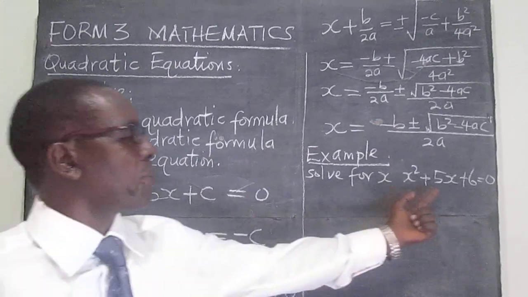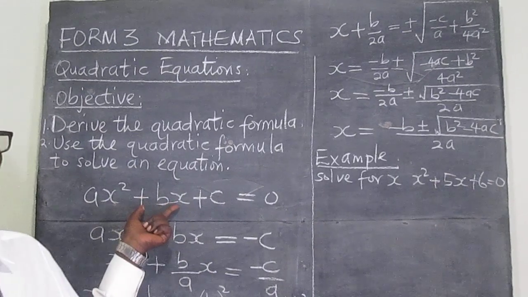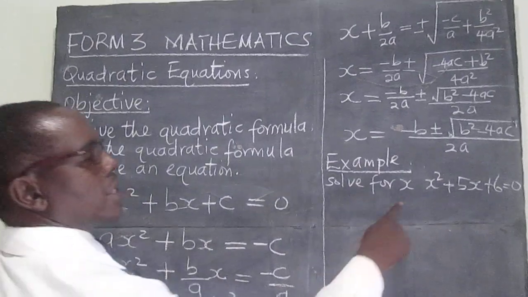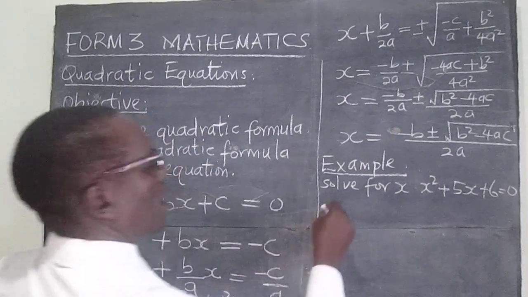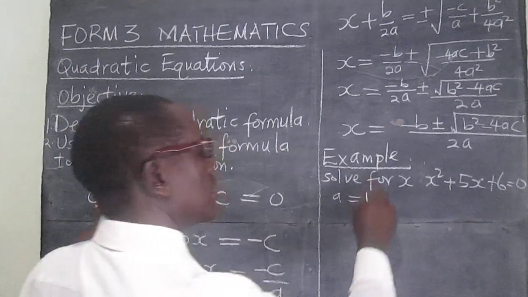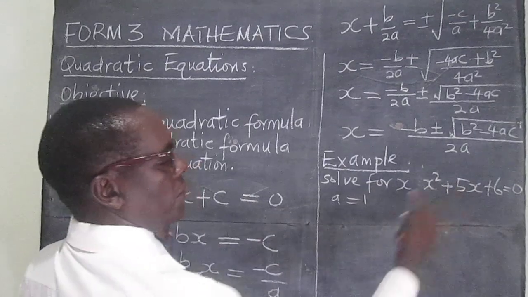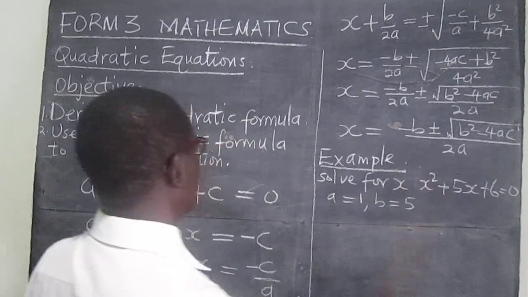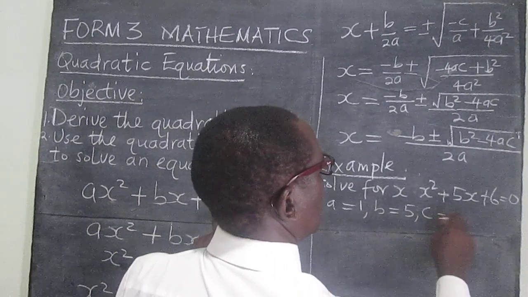We need now to compare this quadratic equation with the general quadratic equation. And you realize that the coefficient of x squared is 1. Therefore, our a will be 1. The coefficient of x is 5. So the b in our case is 5. And the c is 6.